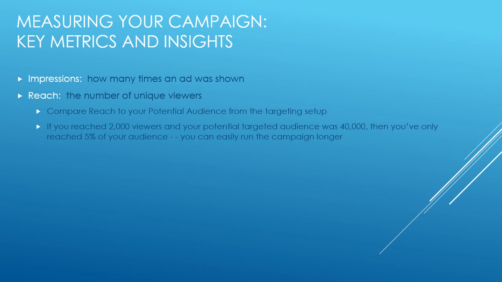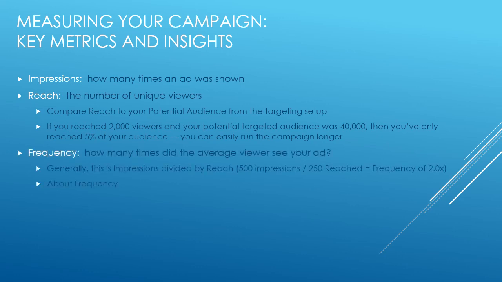And one way to get a sense of whether you're reaching a lot of people is to compare that reach number to that potential audience number that you saw when you were setting up your ad set and doing the targeting. Remember, that's where we put in the geography and the interests and things like that. Over on the right hand side was that potential audience number. You want to compare your reach in your ad set or campaign to that potential audience to see how you're doing digging into it. So if you've reached 2,000 viewers and that potential audience was originally 40,000, that means you've reached only 5% of your audience, and you can run that campaign longer.